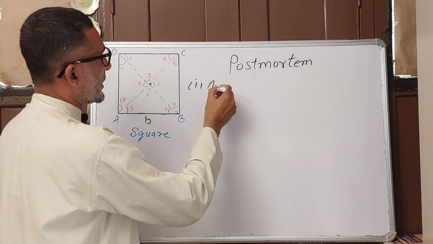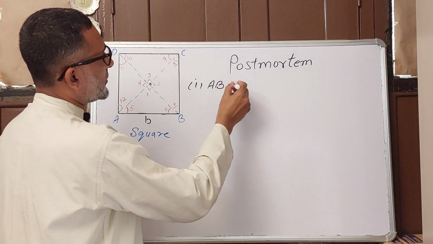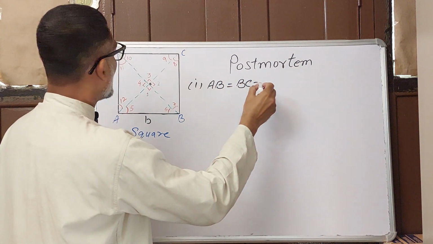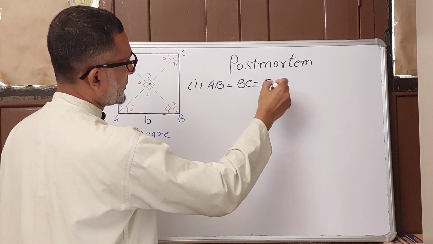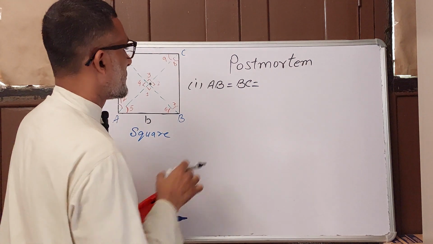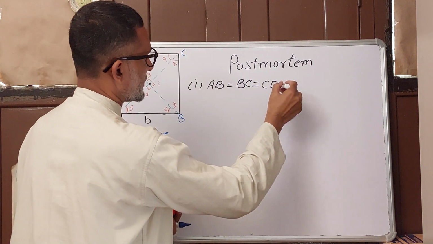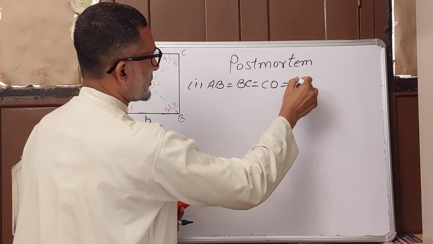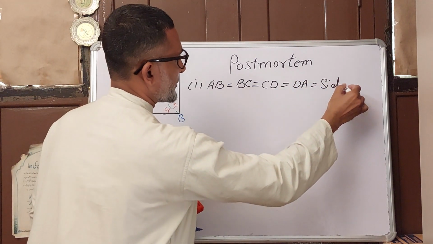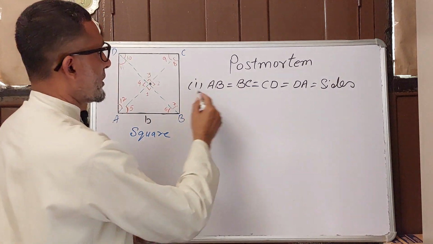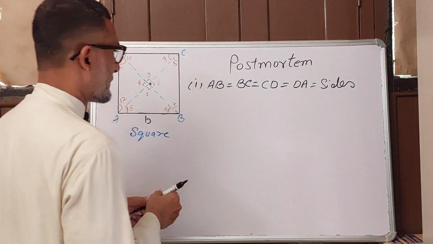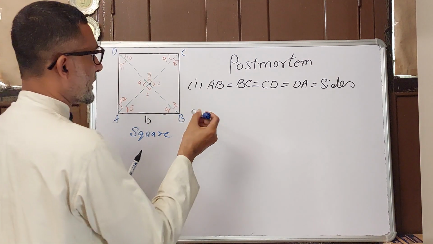So we are going to write here AB is equal to BC, BC is equal to CD. Sorry, let me make it clear: AB, BC, CD and DA, all sides are equal.